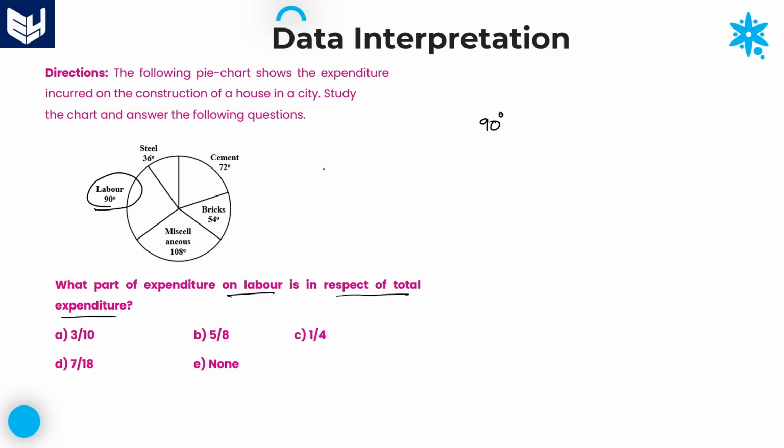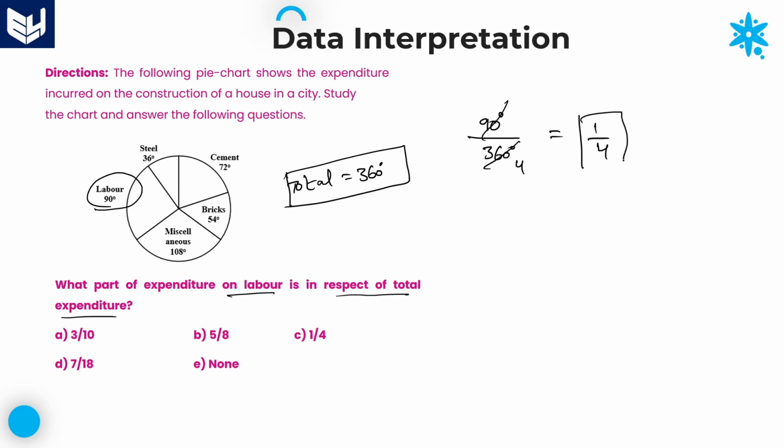As we all know that total is always 360 degrees, right? Total is always 360 degrees and labor is given as 90 degrees. Therefore, required part is equal to 90 out of 360, which is equal to 9 ones are 9, 4 times, 1/4 part. Here, labor expenditure is 1/4 part of total expenditure. Option C is the right answer for this question.